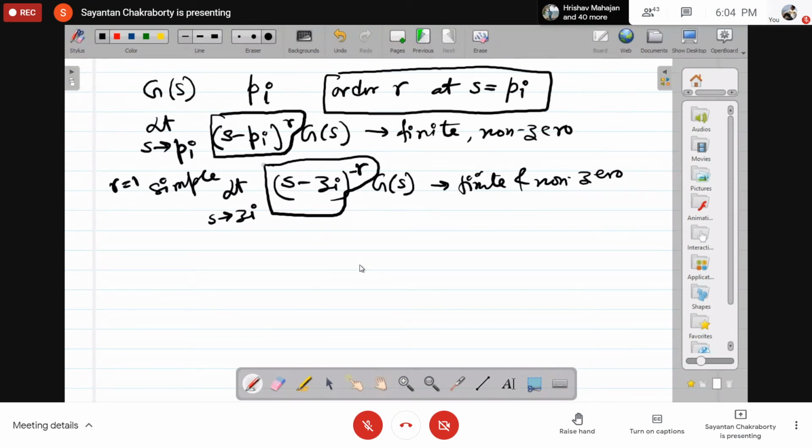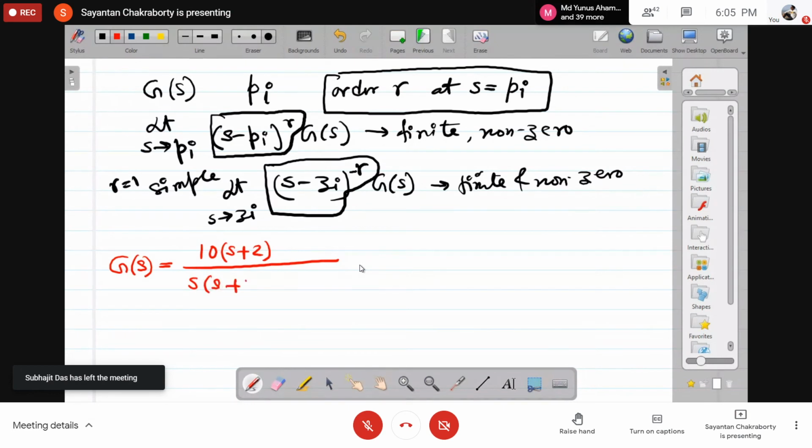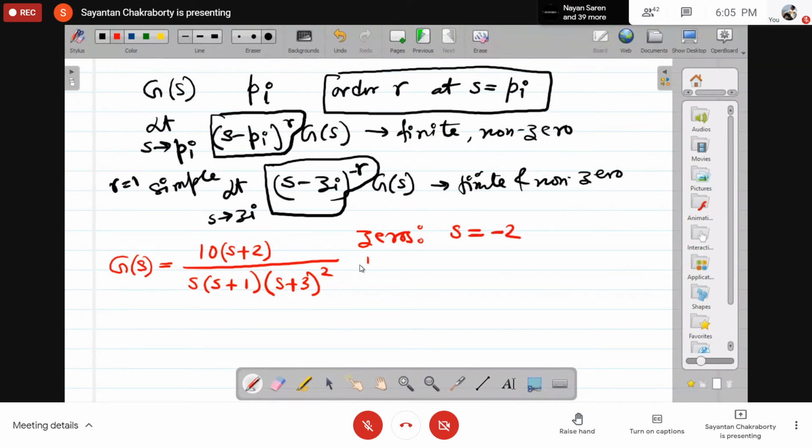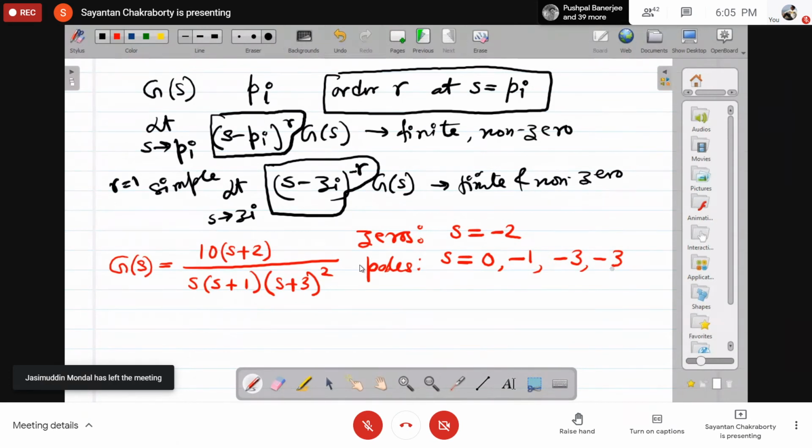Now, I'm intending to say that we are very much conversant with the concept of poles and zeros. Suppose we have a system like this. So what about the zeros? s equal to -2. What about the poles? s equal to 0, -1, -3, -3. So it has a single zero at s equal to -2 and 4 poles at 0, -1, and a double pole at -3, right?